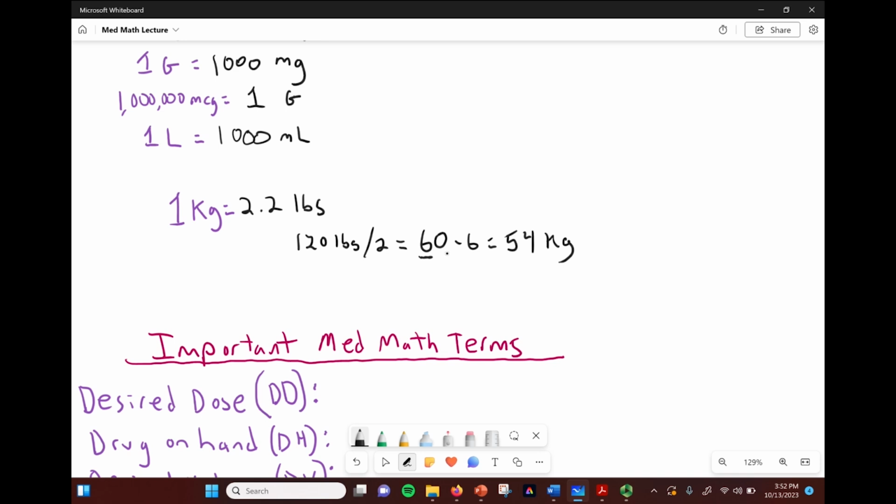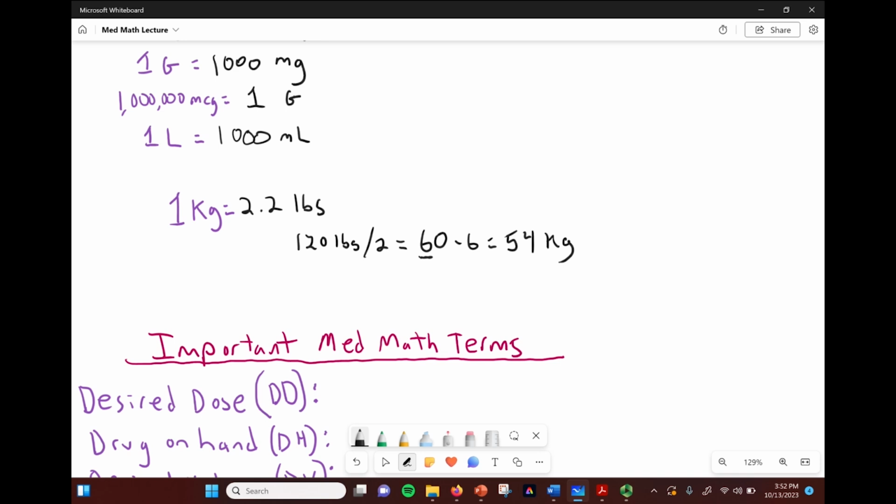So that's the ones place, 0. Tens place would be 6. Hundreds place would be after that. So in this case, minusing by 6, roughly 120 pounds is roughly 54 kilograms. That's close enough for you to be able to do any of the actual administration of medication that we have.